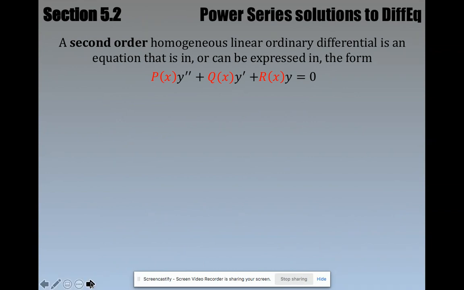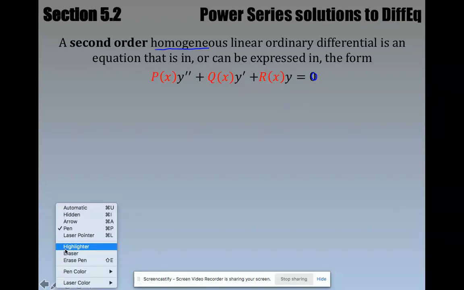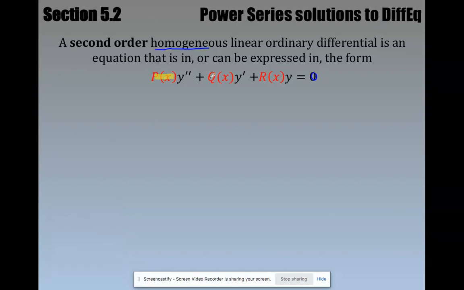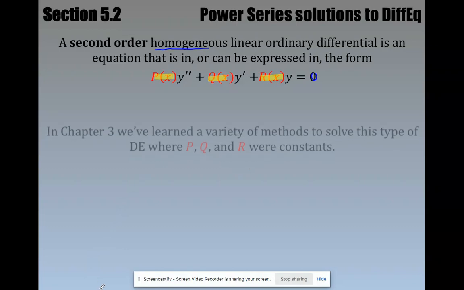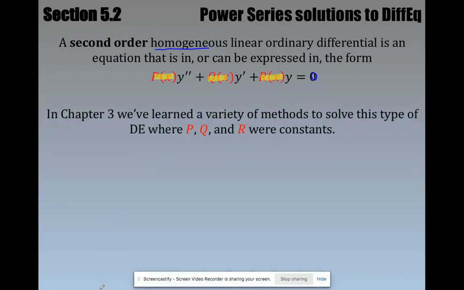So we're going to go back. Chapter 4 was higher order. We're going to go back to second order, and we're going to go back to second order homogeneous, which means you're equal to 0. So you've seen this before. It's just that we had P, Q, and R as constants, where we use the method of undetermined coefficients and method of variation of parameters. P, Q, and R were constants.